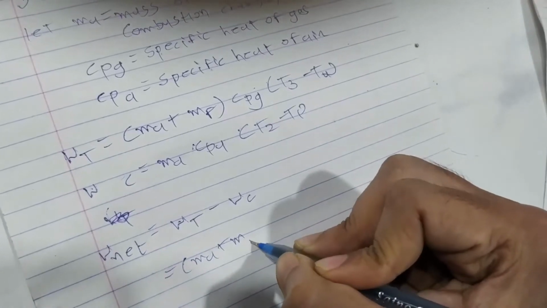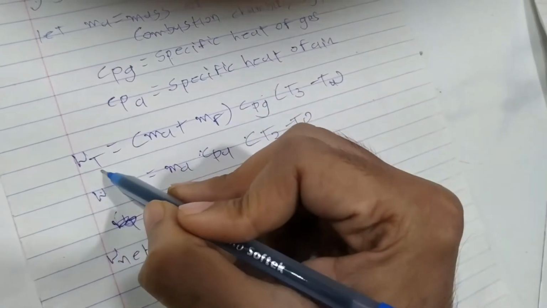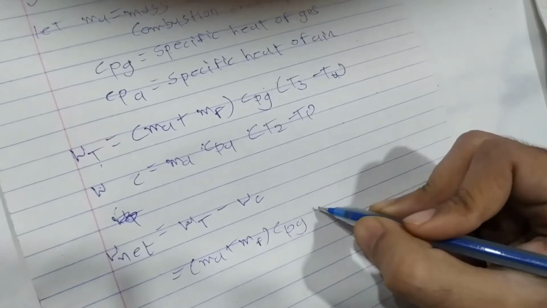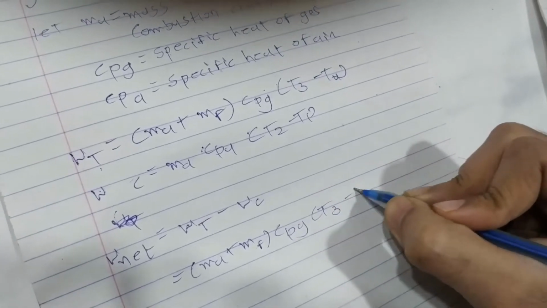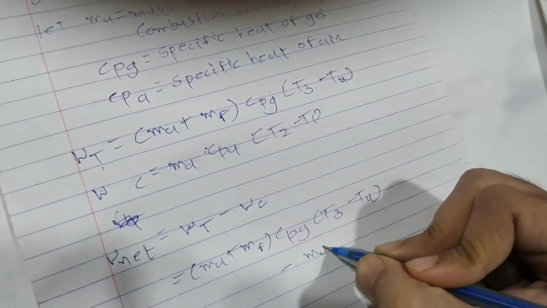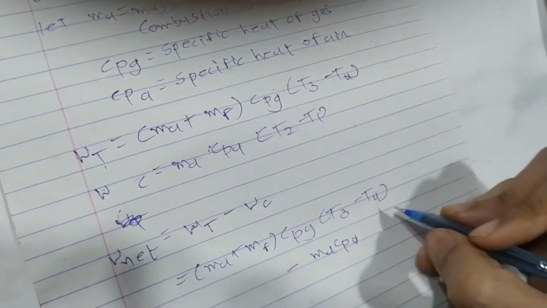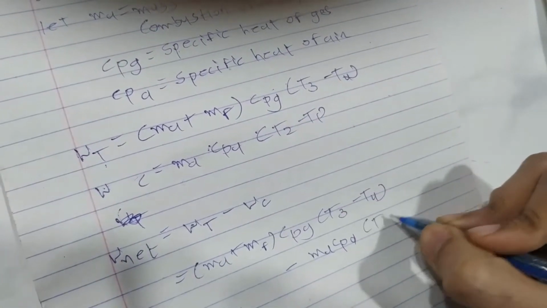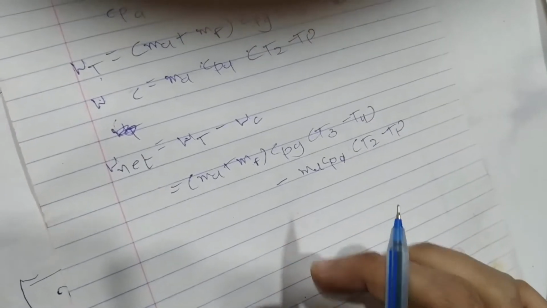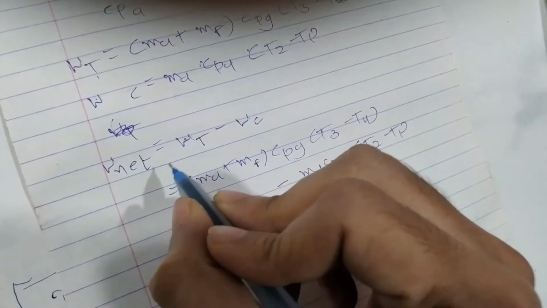Mf, value of work done by turbine, I am taking this from here. Minus Ma Cpa, I am taking value from here, network done by compressor. Now I will take a look, this is the network done by the turbine.